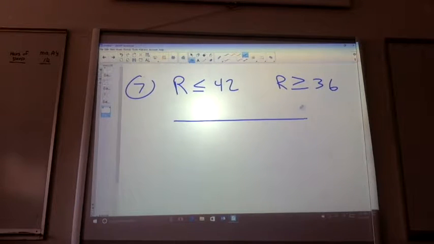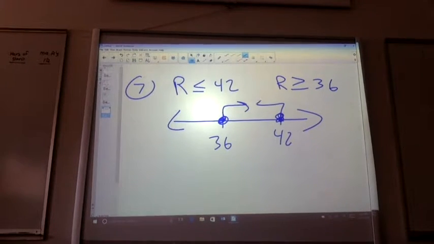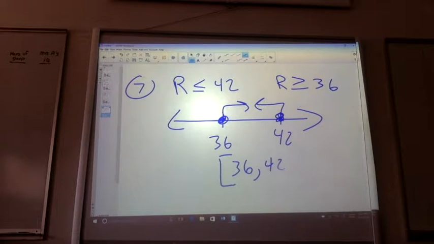So let's think on the number line how we'd represent that. We have 36 here, we have 42 here. I have a solid dot going this way, solid dot going this way. What kind of problem is this? It's an AND problem. So I can go ahead and list it like this in interval notation. Okay?